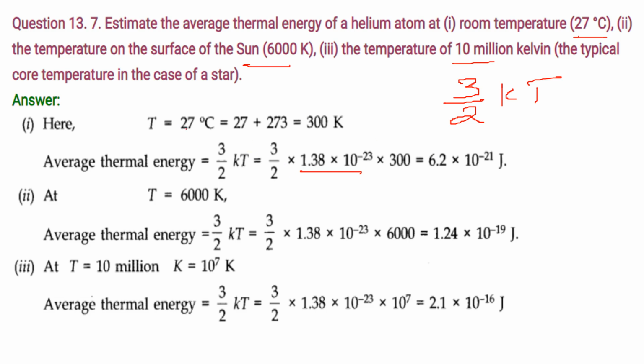The only variation is temperature. So first is 27 degree, add 273 so that we get 300 Kelvin. For 6000 you can just put 6000 Kelvin, and for this 10 million, which is actually 10 to the power 7 Kelvin, you get this much. You just have to put all these, this value will remain same. We're just putting the different temperature, and these are the values in joules.